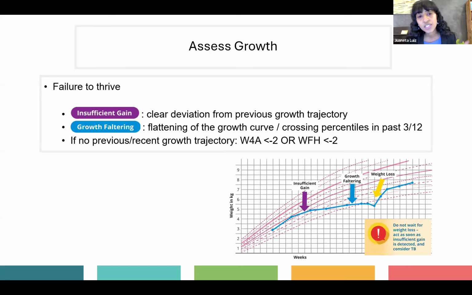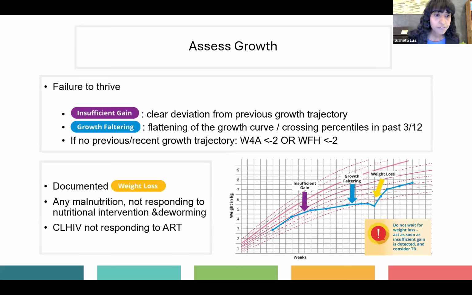And then growth faltering is where there's flattening of the growth curve or crossing of the percentiles in the last 3 months. But we've all had the Road to Health card that we open and see that it's completely blank and you're the first person putting a dot on the page. So in those cases, if you get a weight for age less than -2, or based on the WHO guidelines, a weight for height less than -2, this can be defined as failure to thrive.